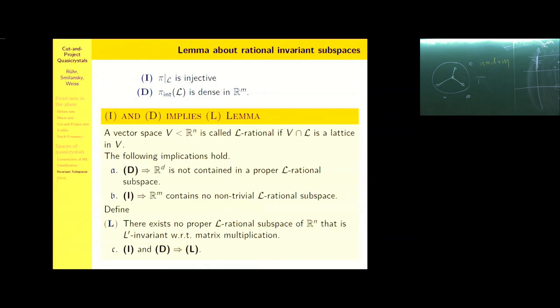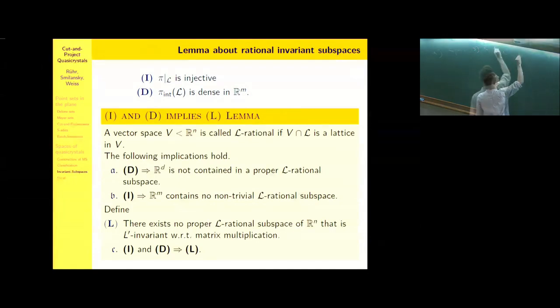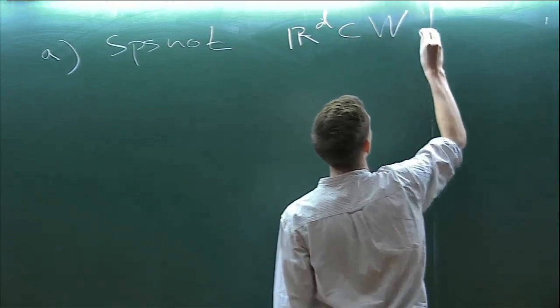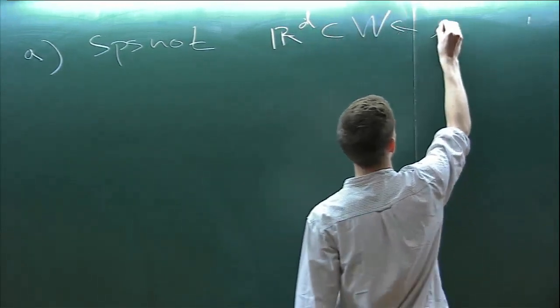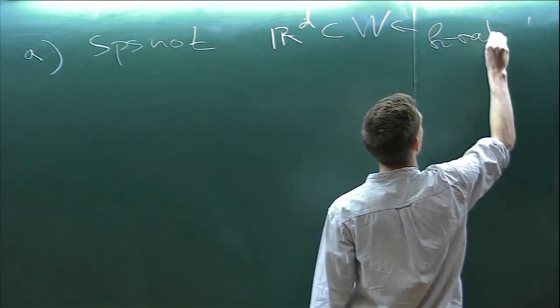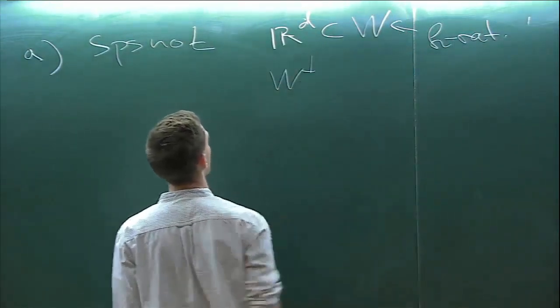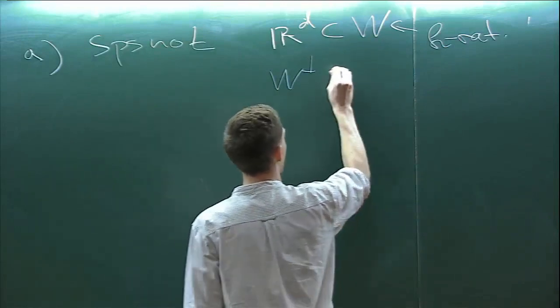The proof is by contradiction. So A, I suppose not. So I'm going to have some rational subspace W, so Rd, which is contained in W, and this one is L rational. Then the orthogonal complement will be L rational and contained in Rn.